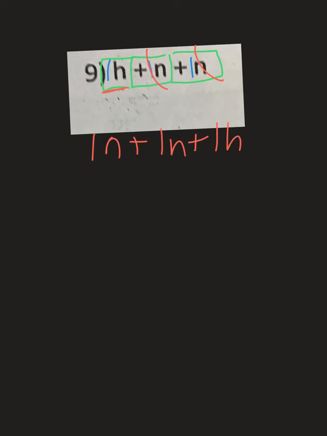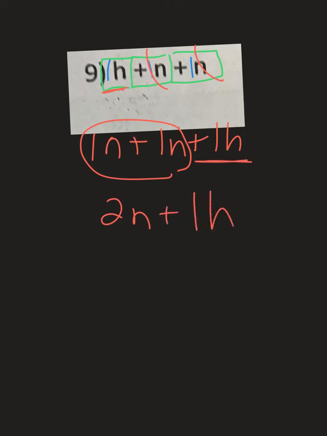Then when we combine, we can only combine the N's together here. So we have 2N, because 1N plus 1N is 2N. And then we will just rewrite the plus 1H.